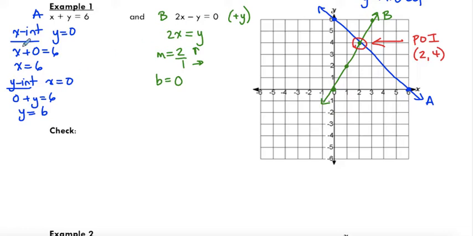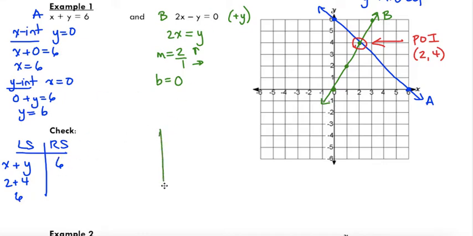So we'll start with equation A, and I'm going to create my t-chart, left side, right side. The left side of my equation is x plus y. The right side is 6. I'm going to substitute the values in from my point of intersection into my equation. So x is 2 and y is 4, and 2 plus 4 equals 6. So far, so good, right? So my left side equals my right side.